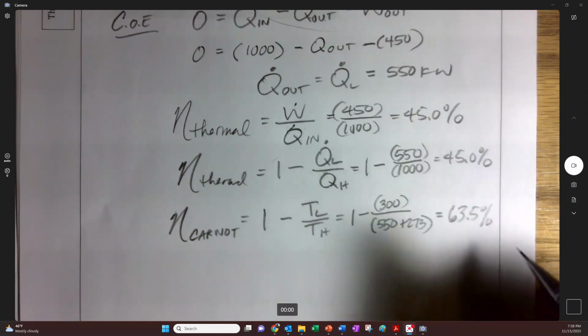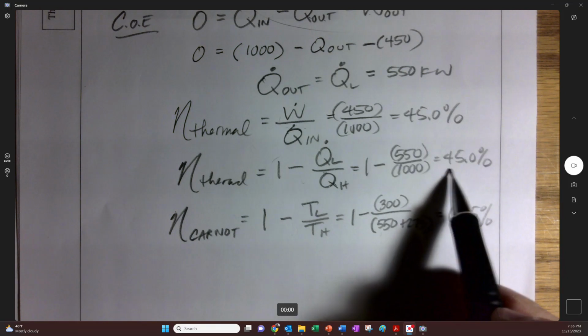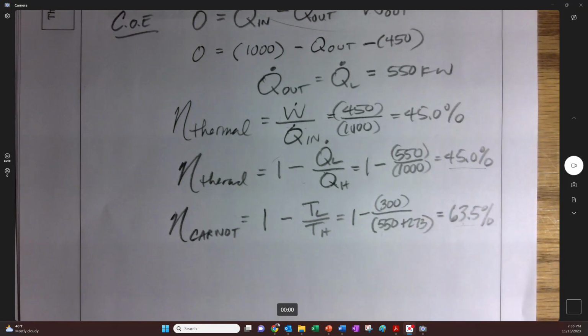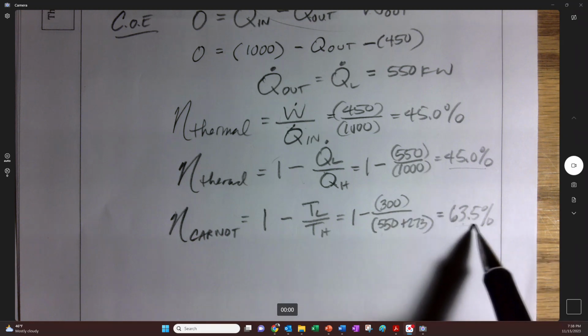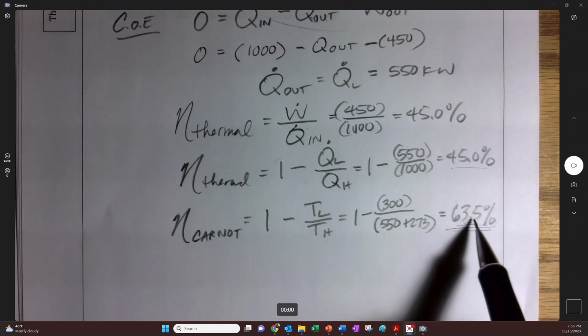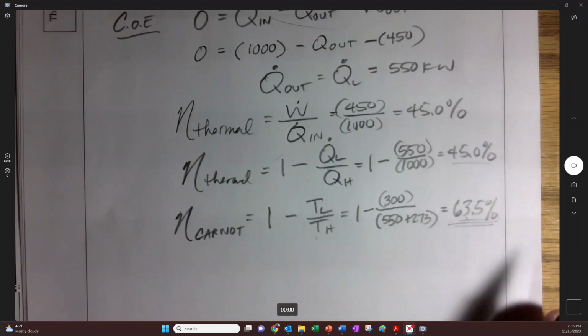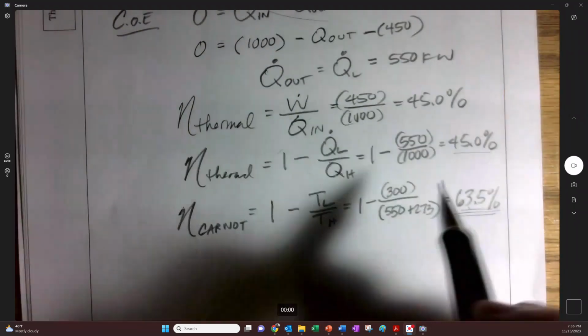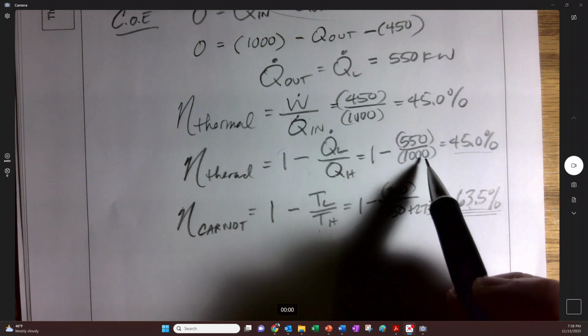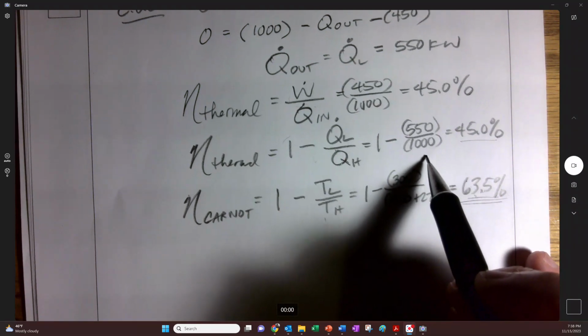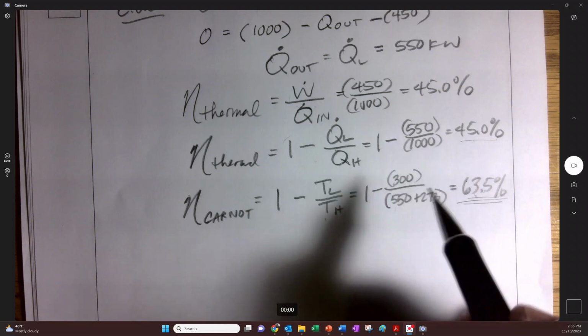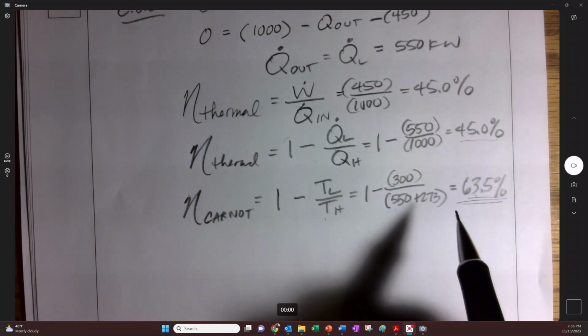We end up getting 63.5% as the efficiency. So here's the real, and here's the ideal. Because of these two temperatures, here's what's possible for a totally reversible cycle engine, which is what the Carnot is. But here is what we've measured for the real thing.